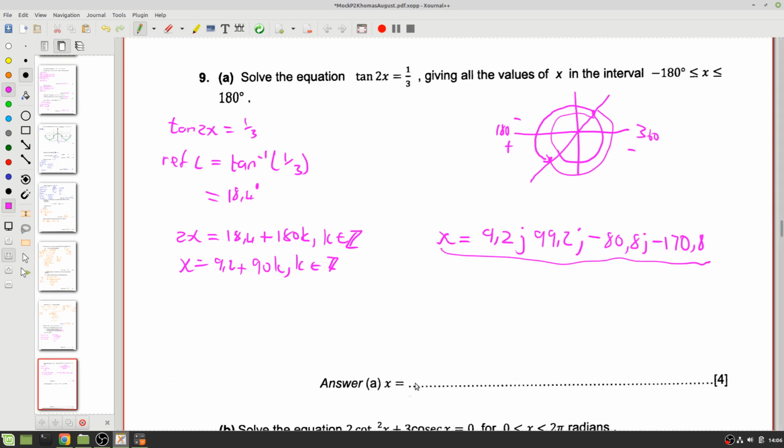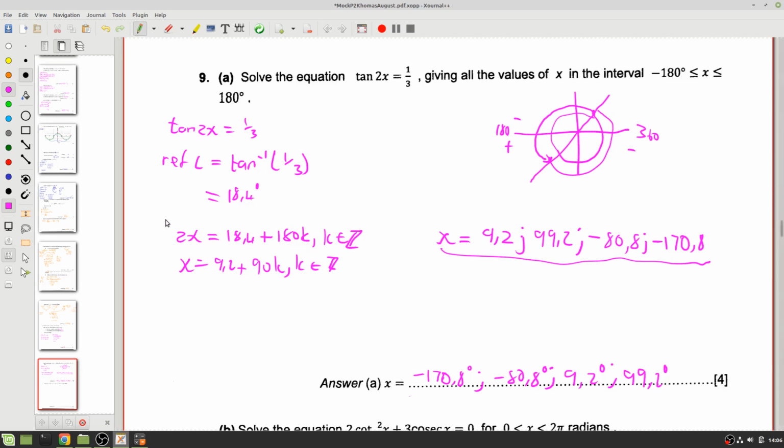And I'm just going to write them in order from smallest to largest. So I'm going to start with negative 170.8 degrees. Then we've got negative 80.8 degrees. Then we've got 9.2 degrees, and finally we have 99.2 degrees. So those are all our values.